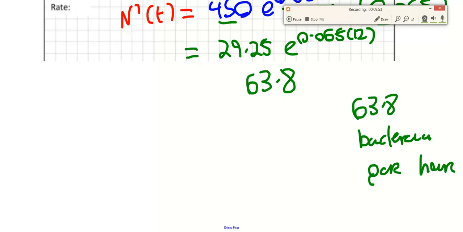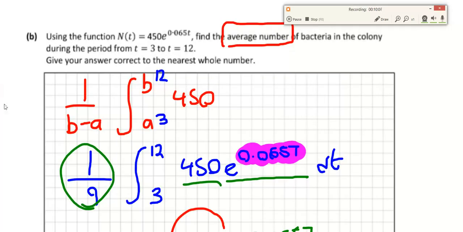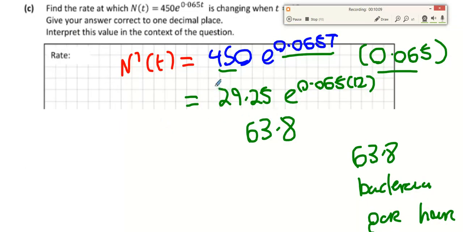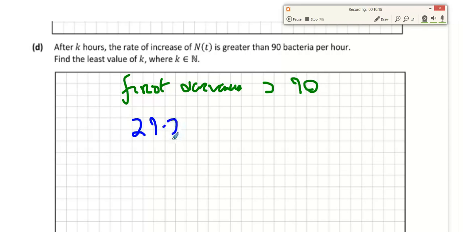Okay, next one. Do you want to get lights there, lads? Now, first derivative is bigger than 90, is that correct? And what was the first derivative again? This here, isn't it? Except no 12, just a t. So the first derivative was 29.25 e to the 0.065t greater than 90.